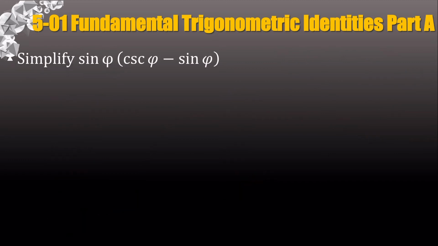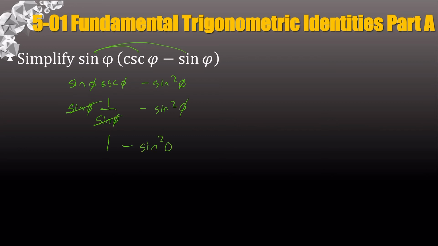Let's try another one. What could we do? Maybe we could distribute sine phi. Cosecant phi minus, well, that would be sine squared phi. Oh, wait, what else? What's cosecant? Cosecant is 1 over sine. So those would cancel out, and I have 1 minus sine squared phi.